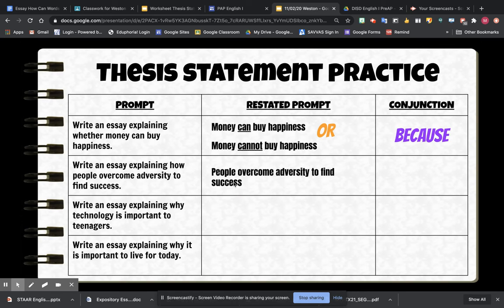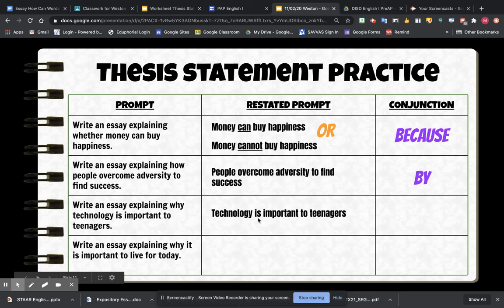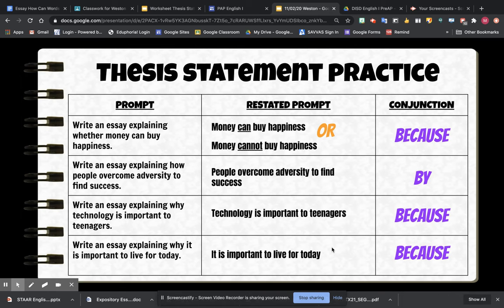The next one, people overcome adversity to find success, is asking us how. So we need to follow that with a by, and then give our 2 reasons. The next 2 are asking us why. So we're just going to restate the prompt: technology is important to teenagers, and follow the connection with the conjunction because. And same thing for the last one: it's important to live for today because, and then give our 2 reasons.